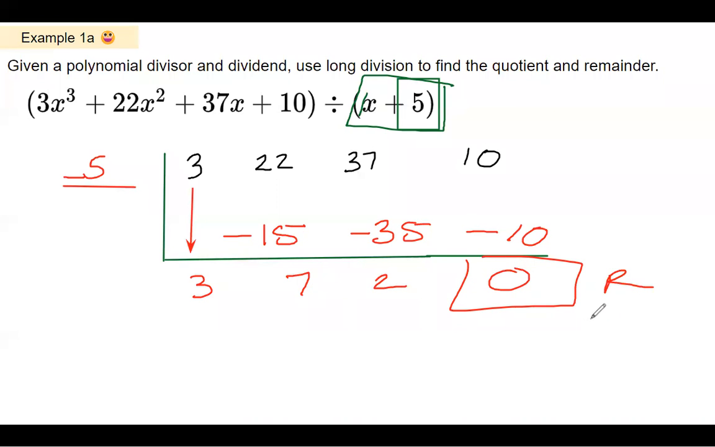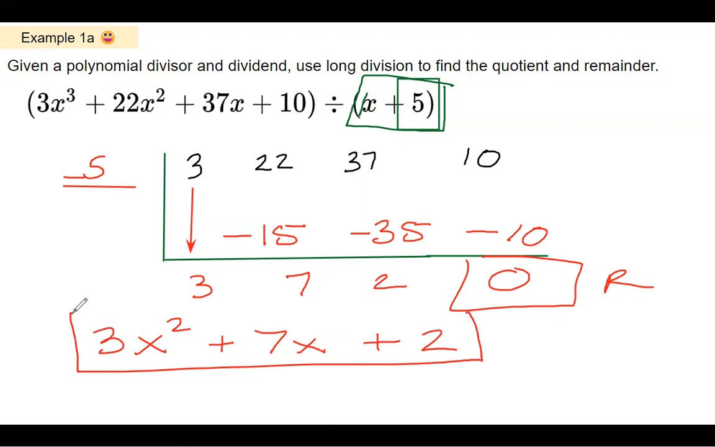Yes, that's it. So whenever I'm done, I'm going to write everything out. I'm going to start with the next highest power. So my highest power was power of 3, so then I'm going to write now power of 2. So my first coefficient is going to be 3x to the power of 2 plus 7x to the power of 1 plus 2. And there you go. Which method do you guys like better?